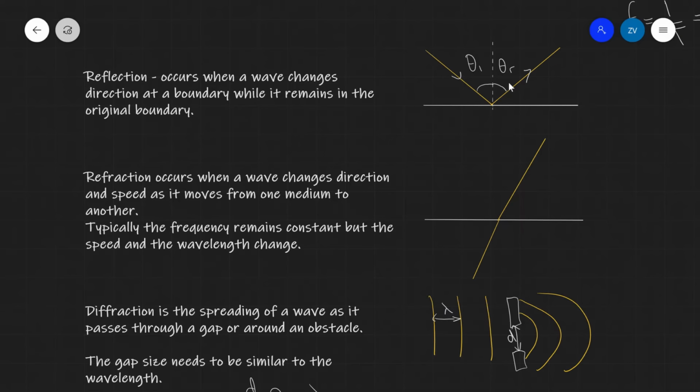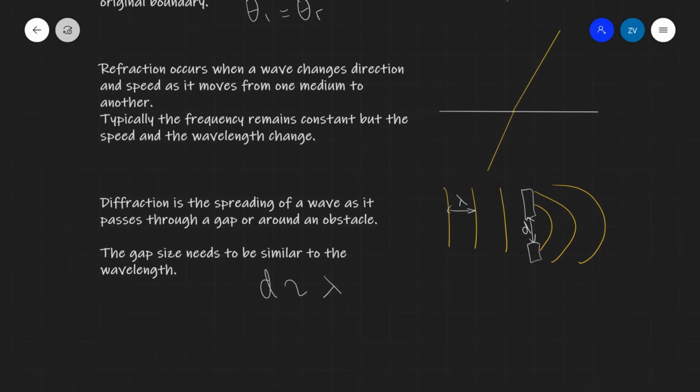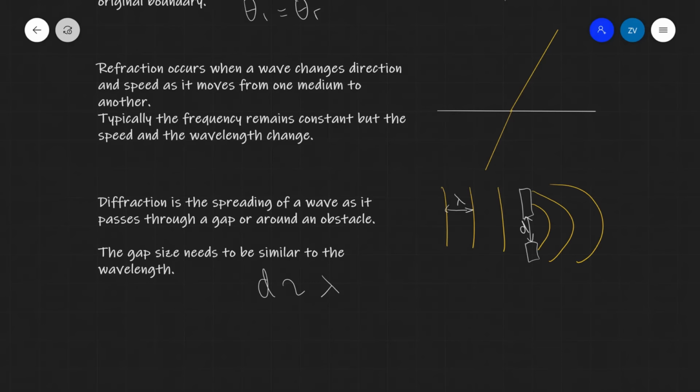So let's write this in. Our angle of incidence is equal to the angle of reflection. Note that the angles are measured from the normal. Refraction, on the other hand, occurs when a wave changes its direction and speed as it moves from one medium to another. Quite typically with EM radiation, the frequency will remain constant, but the speed and the wavelength of the wave will change. We could also have diffraction, which is the spreading of a wave as it passes through a gap or around an obstacle.